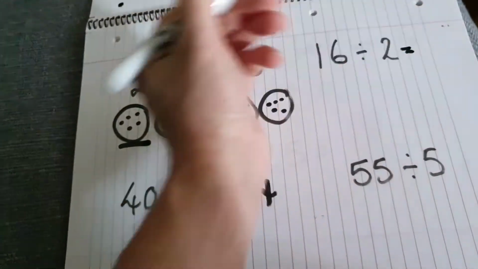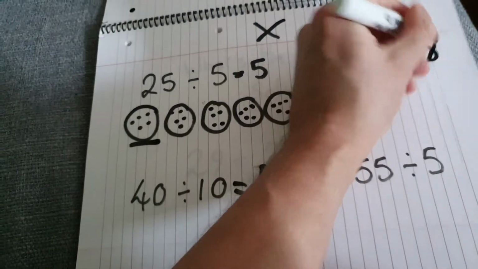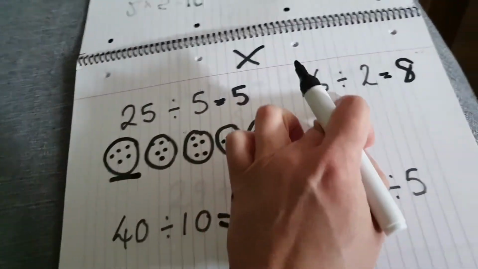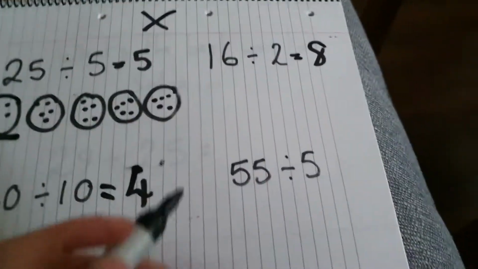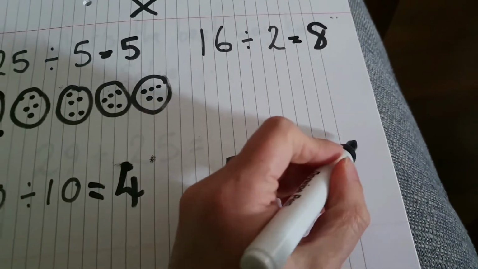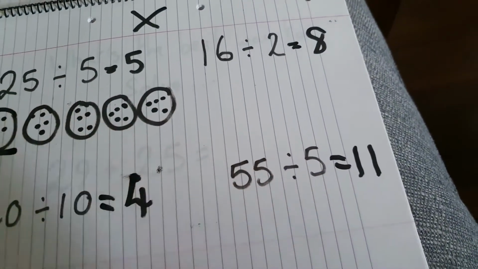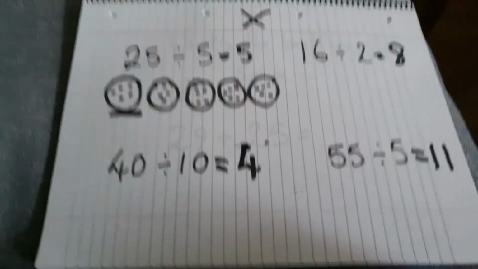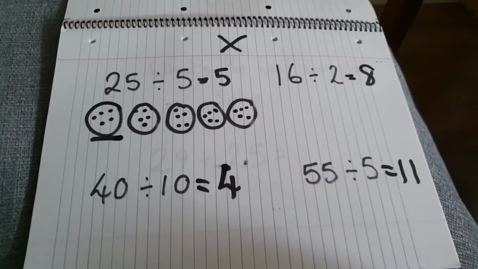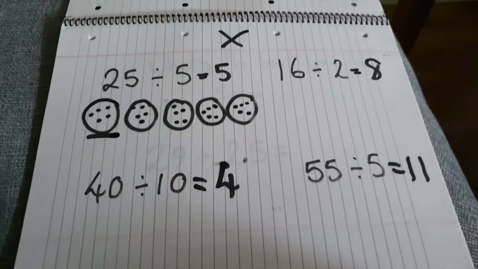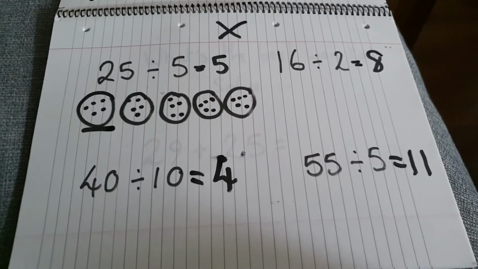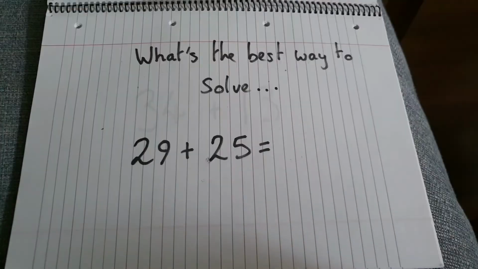Same again over here. How many 2s make 16? Well, that's 8. So 16 divided by 2 is 8. And down here, the answer would be 11, because 11 multiplied by 5, the inverse checking, would be 55. And if you got those, either way, if you had to draw them out, or if you worked them out with your multiplication, a big well done to you.